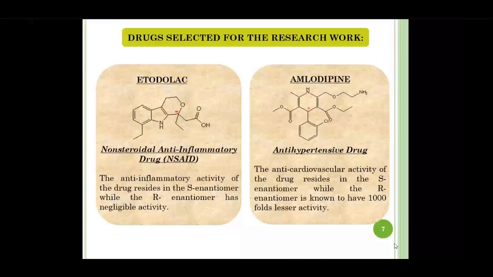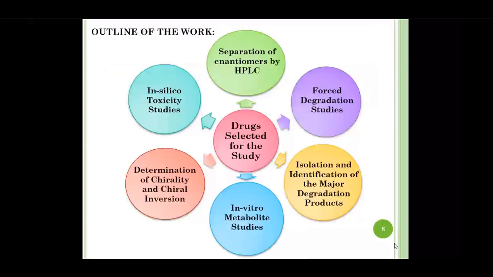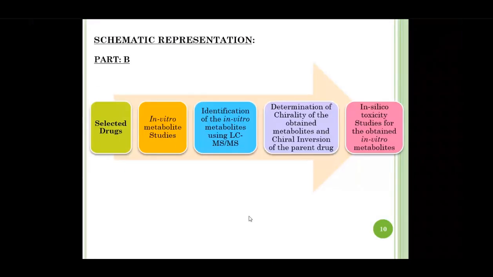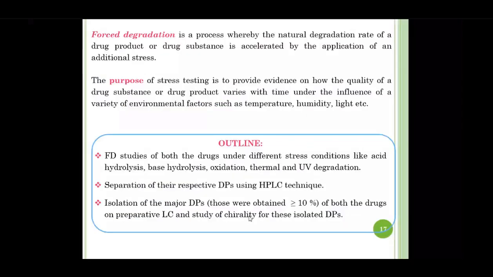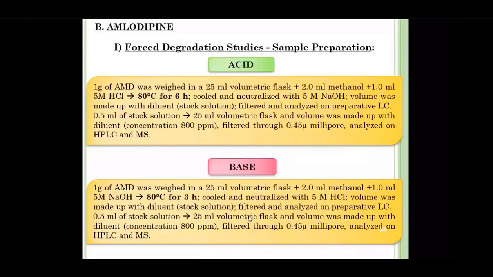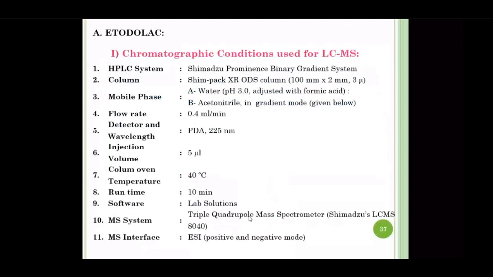We did some work on them. Separation by HPLC was used, forced degradation studies, isolation and identification of degradation products. Then we did in vitro metabolic studies, determination of chiral inversions, etc. We also tried to carry out in silico toxicity studies of the metabolites which we have identified. I'm not going into the entire presentation, which was her PhD presentation for the Viva. So part 1 I'm eliminating. I will go directly to part 2 to show you how we did the analysis of the metabolites.